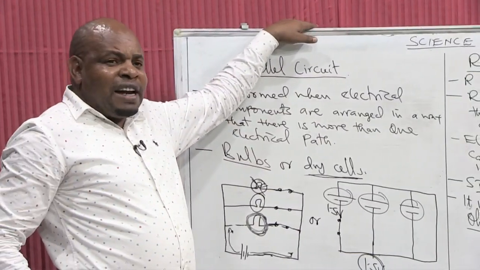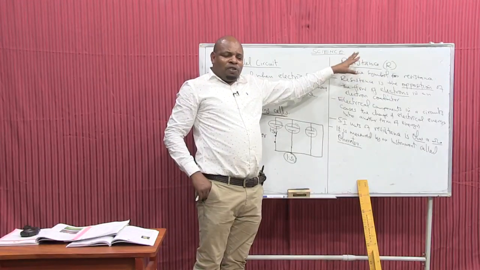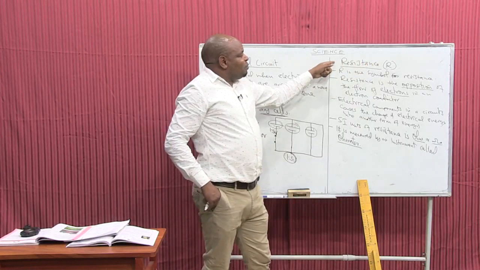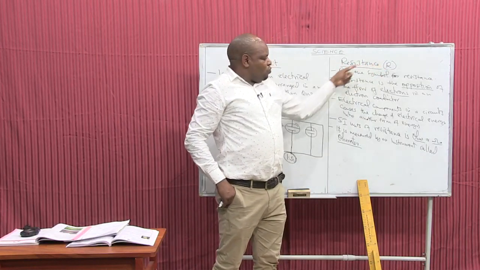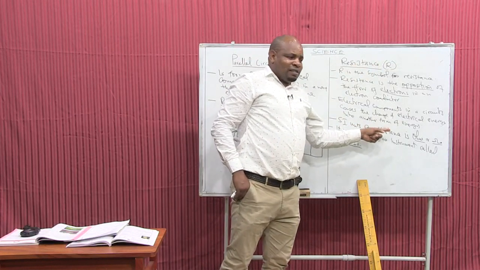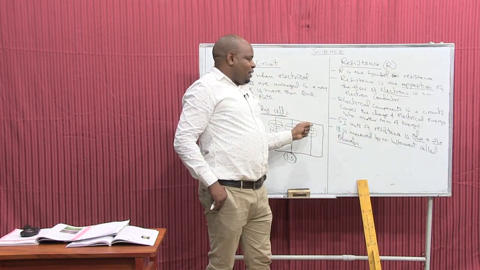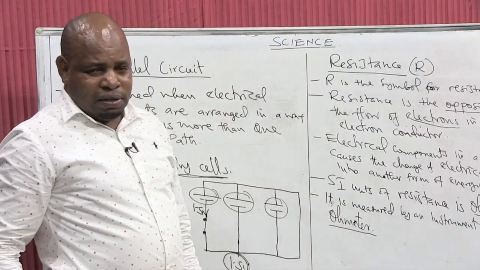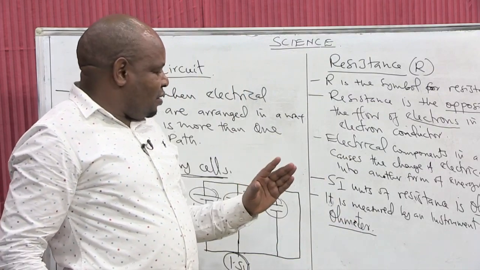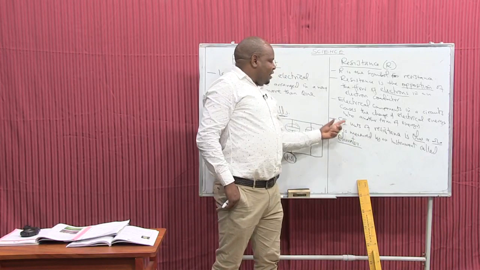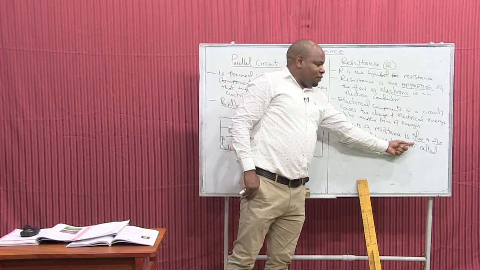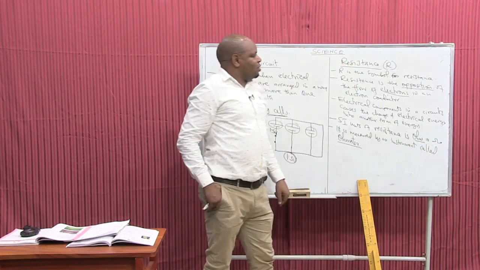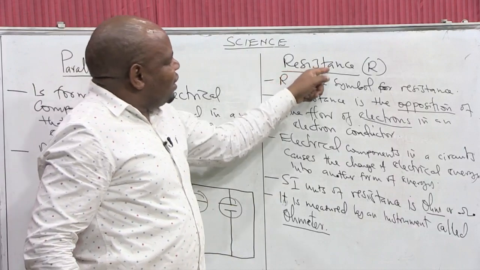So you have to be very keen in this particular area. You can be asked a question here. What is the symbol for resistance? What is the unit for resistance? Or resistance is measured by which instrument? You have to be very keen. The instrument is the ohmmeter. The SI unit is ohms, or the sign which has been drawn there. The symbol for resistance is R.